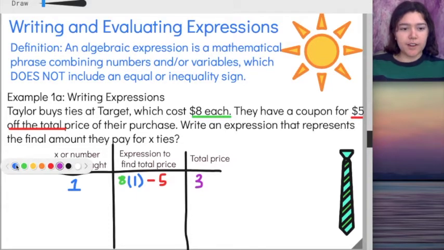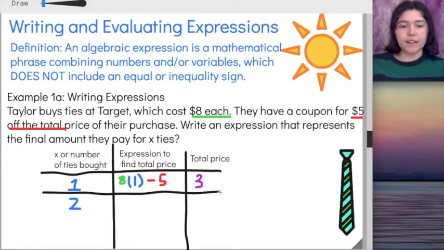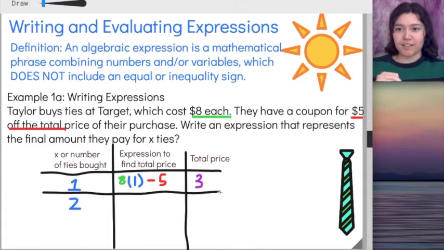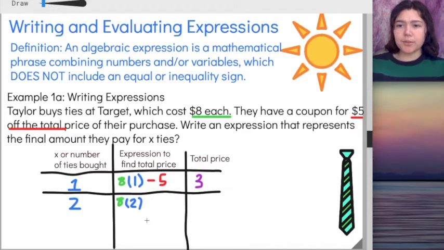Okay, let's try another one. I have 2 ties. The first thing I should figure out is, before that discount, how much does Taylor pay for 2 ties? If ties are $8 each, or $8 per tie, then I can figure out the cost of 2 by doing 8 times 2, or 8 plus 8. $8 for the first tie, $8 for the second tie. I'm multiplying 8 by 2. What's 8 times 2? 16.